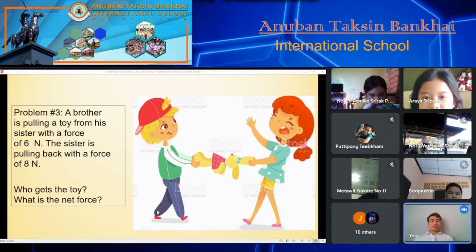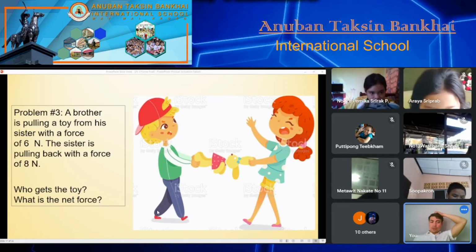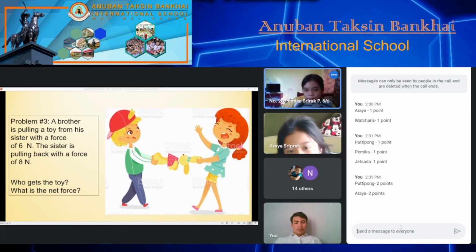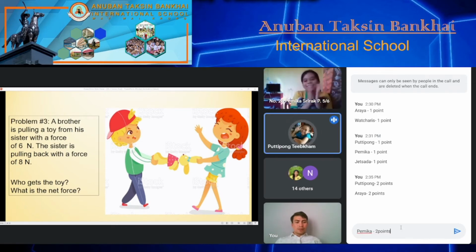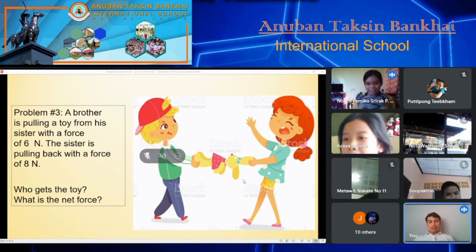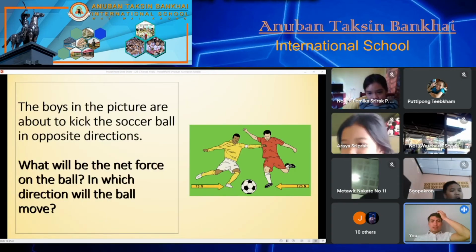What is the answer? 2 questions. Who will get the toy and what is the net force? Sister gets the toy. Okay, correct. What is the net force, Pemika? 2 Newton. Okay. Pemika got 2 points. Pemika, do not say the answer now. Okay, let's wait for your classmate. This one. What is the answer here?